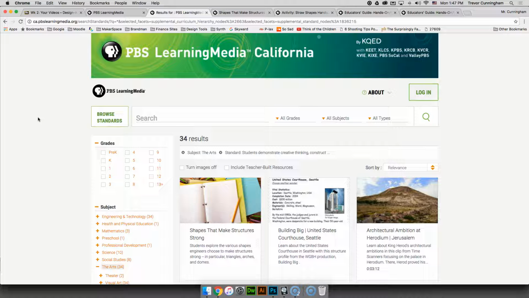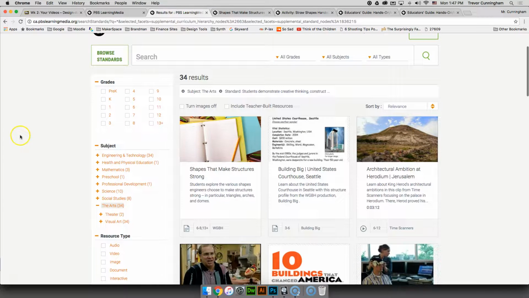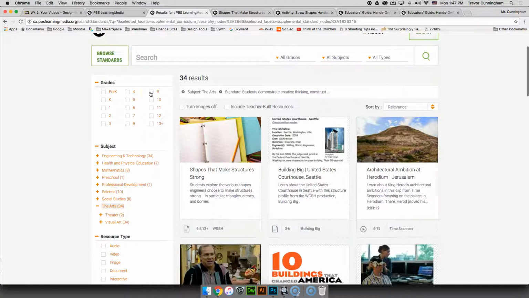our school uses. Further filtering included grade 9 because I teach grade 9, and I decided to go with an effort from the arts. I chose the first one, Shapes That Make Structures Strong. I work a lot with geometric design, and it's a subject that's of great interest to me.